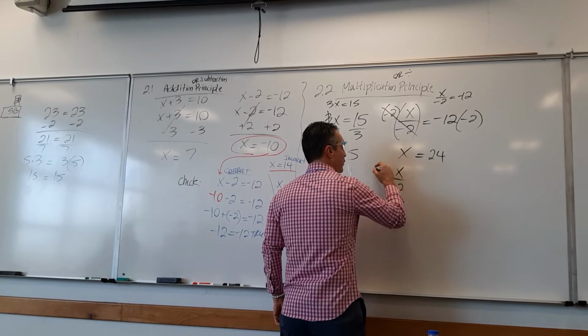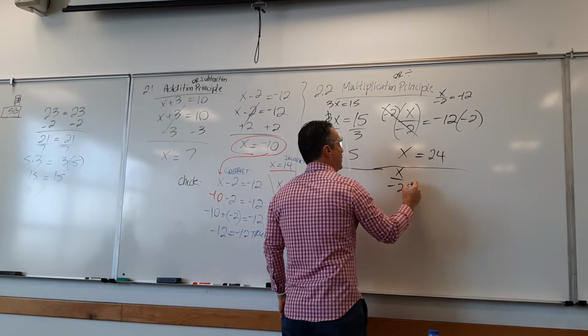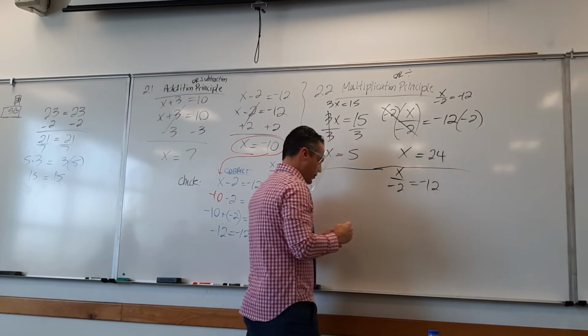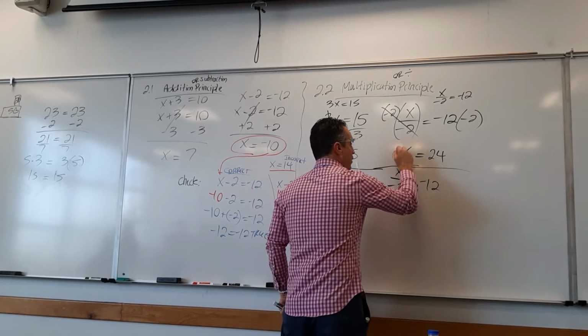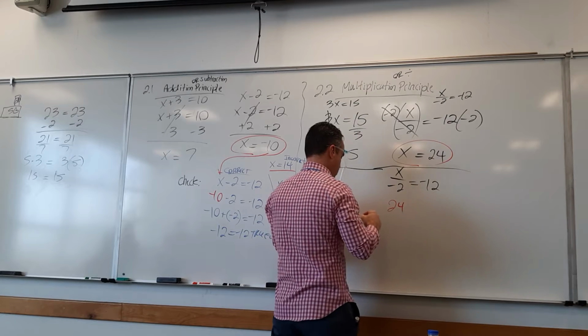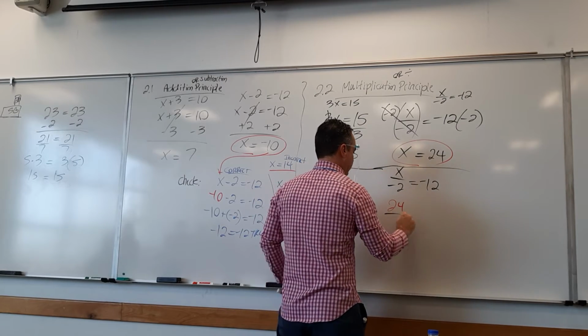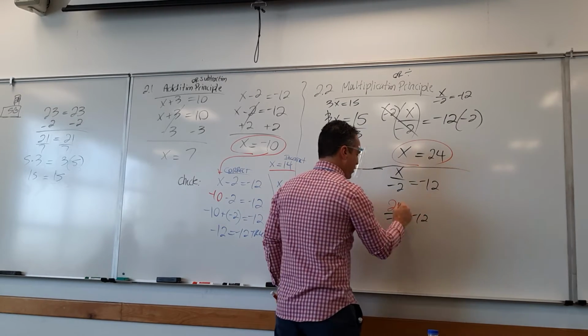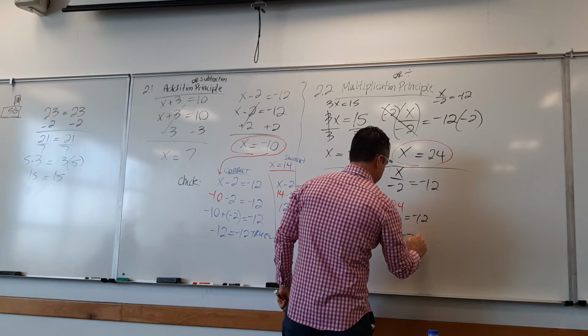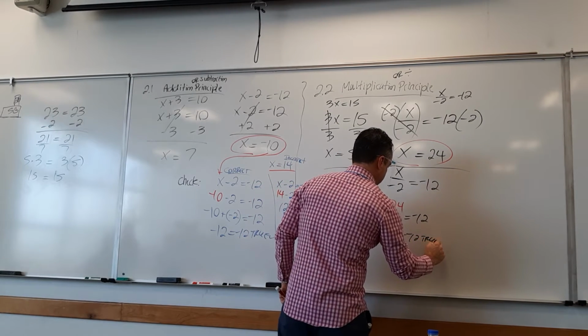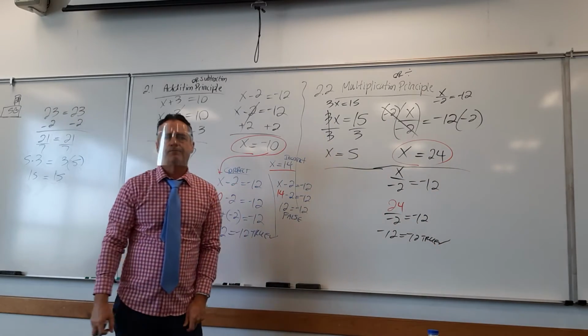Look up here. X over negative 2 equals negative 12. What was my answer? 24. So I take that 24, I plug it in, I get 24 over negative 2 equals negative 12. 24 divided by negative 2 is? Negative 12. And negative 12 equals negative 12, and indeed that is true, and I am done. Check. That's all you've got to do. Okay?